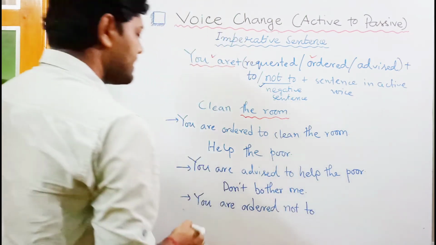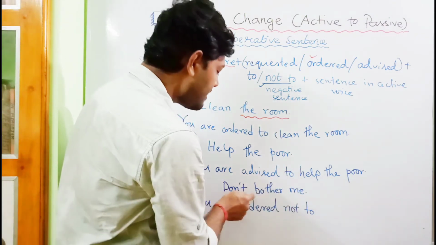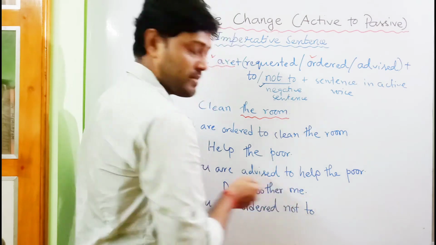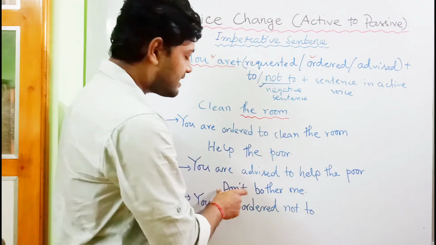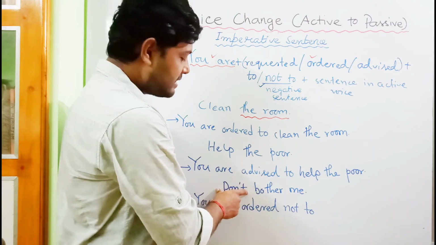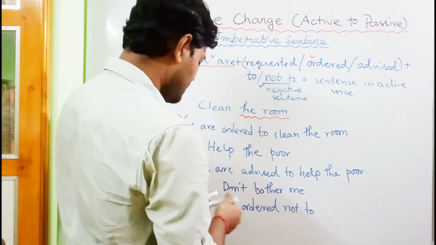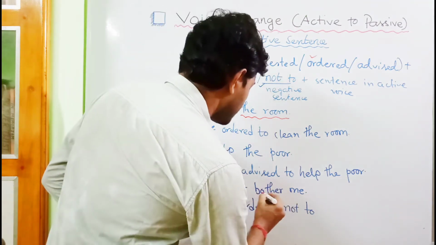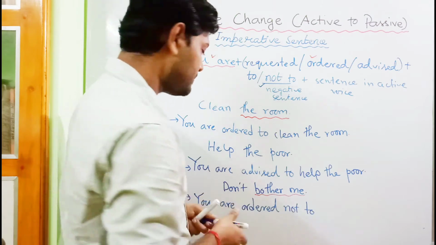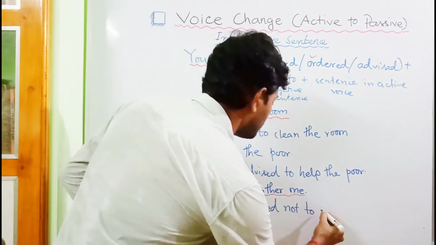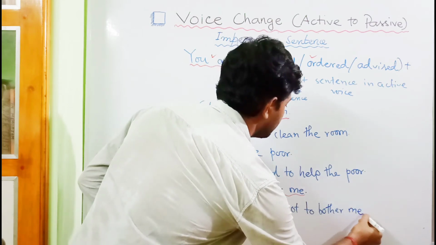So, you are ordered not to. Then here we shall not write the full sentence, "don't bother me," because here "don't" has been used only to make it negative. So we have already written it in this way, "not to." We shall only write this part. Remember this. So we have to write, you are ordered not to bother me.